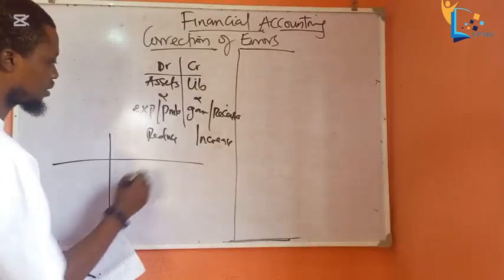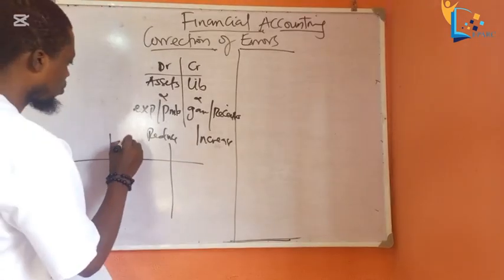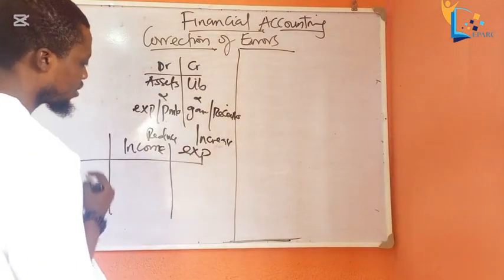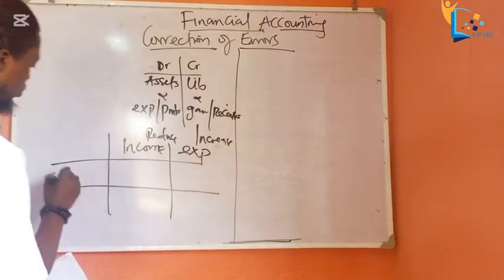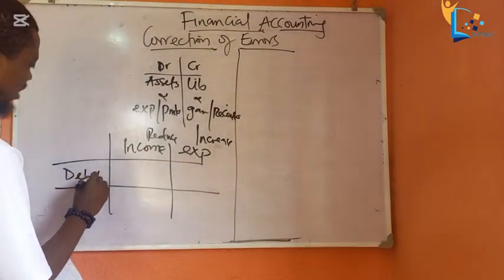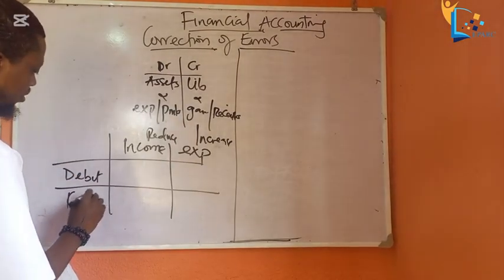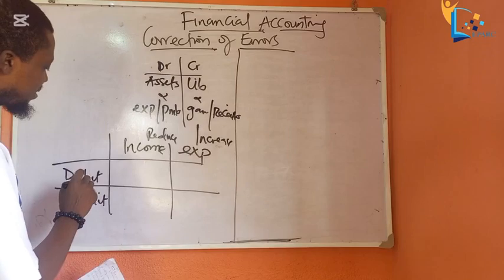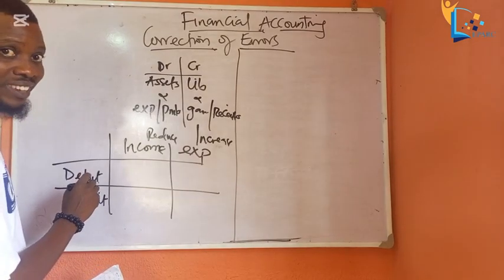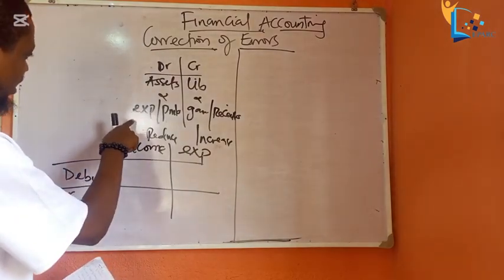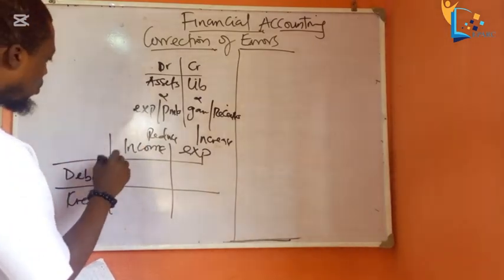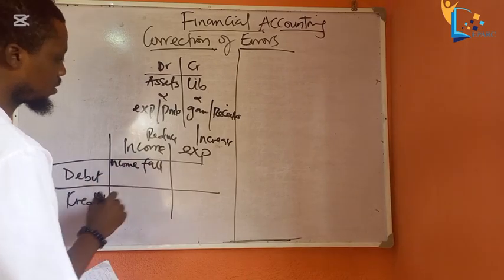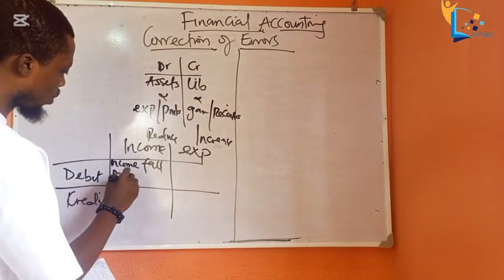Now, this is what I mean. Maybe this is your income account and this is your expense account, okay? Now, this is your debit entry and this is your credit entry, for instance. So when your income account has a debit entry, definitely your income will fall, and your profit will fall as well.